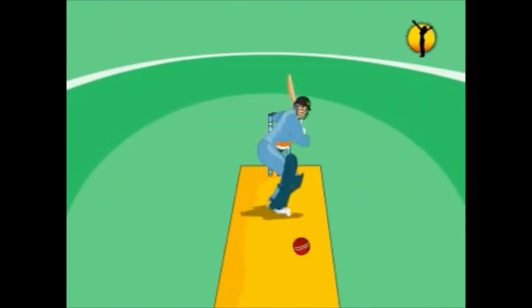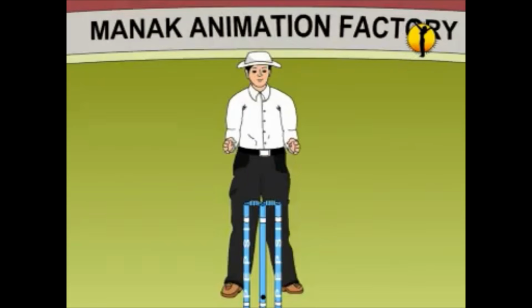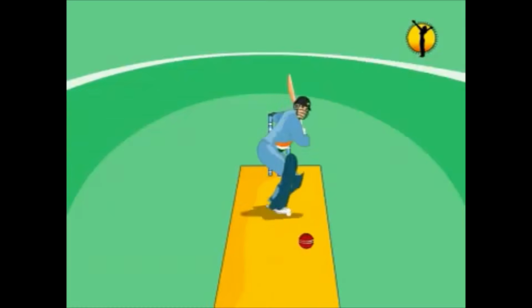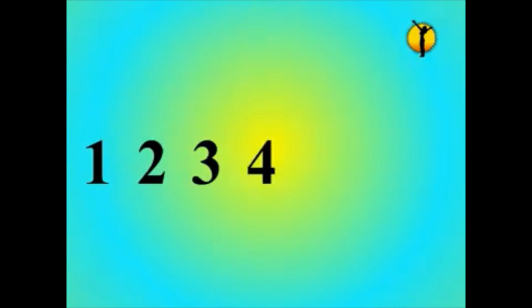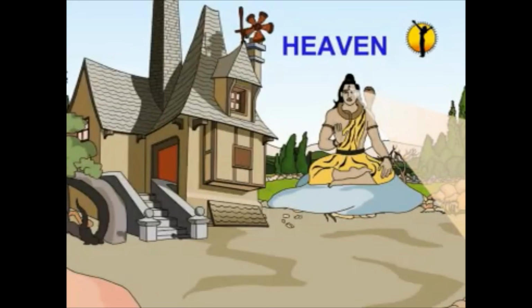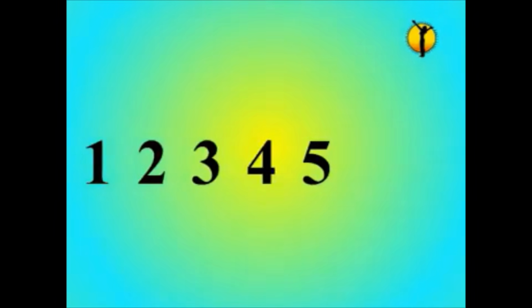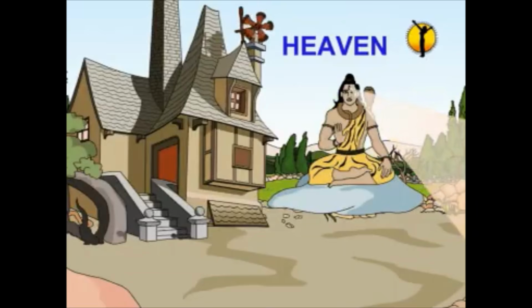When the ball the boundaries hit, the umpire declared the 6. 1, 2, 3, 4, 5, 6, 7. All good children go to heaven.